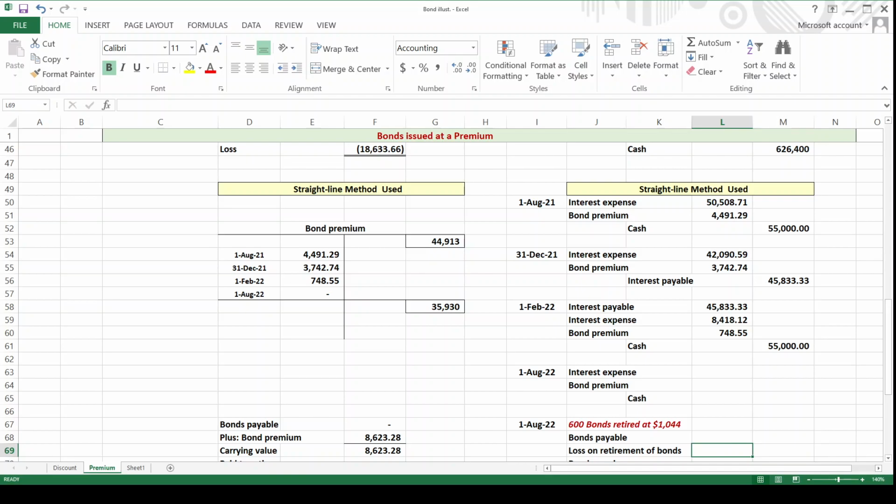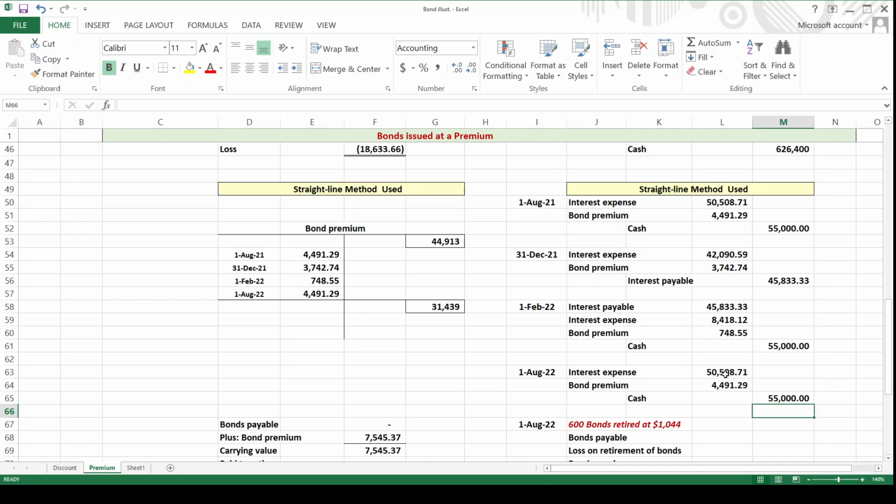The next semi-annual interest payment, it's going to be another one of these, right? I'll just copy these numbers. It's probably not going to work because I have formulas in there. Yeah, that's exactly what happened. Let's do this instead. Okay.